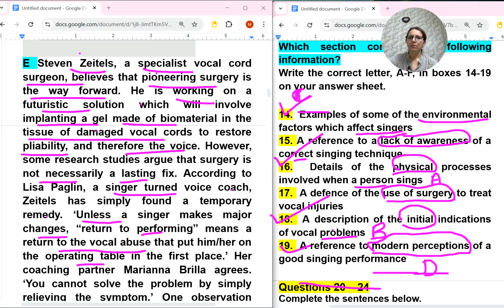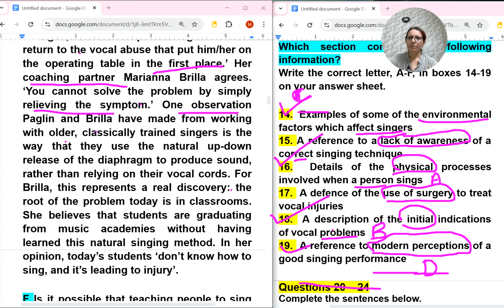Okay, he is working on a futuristic solution which will involve implanting this. However, some research. Okay, some more things are left in this paragraph. Let's read from here.